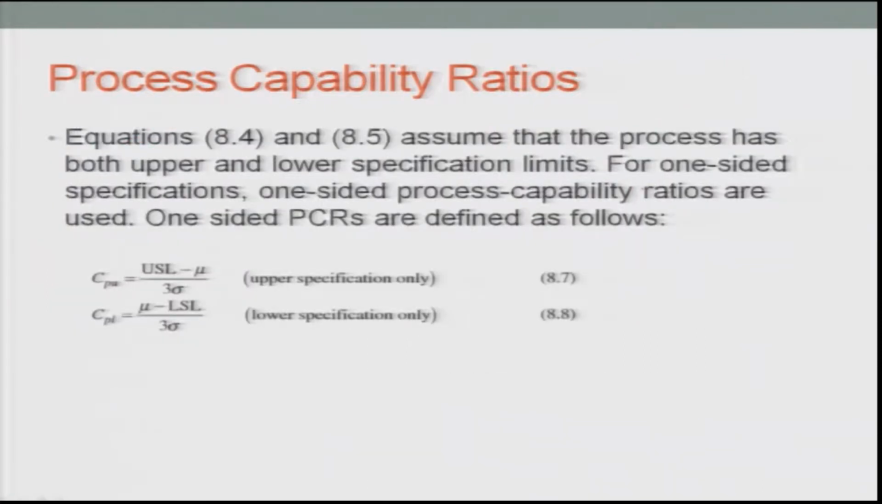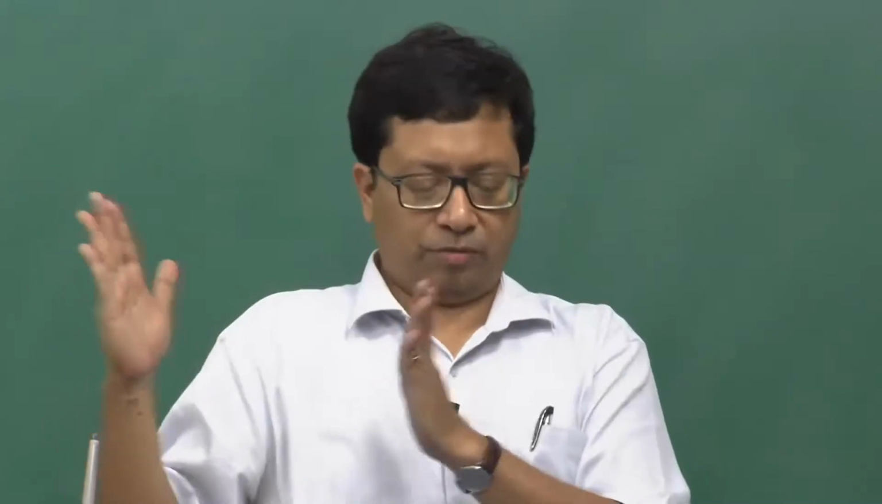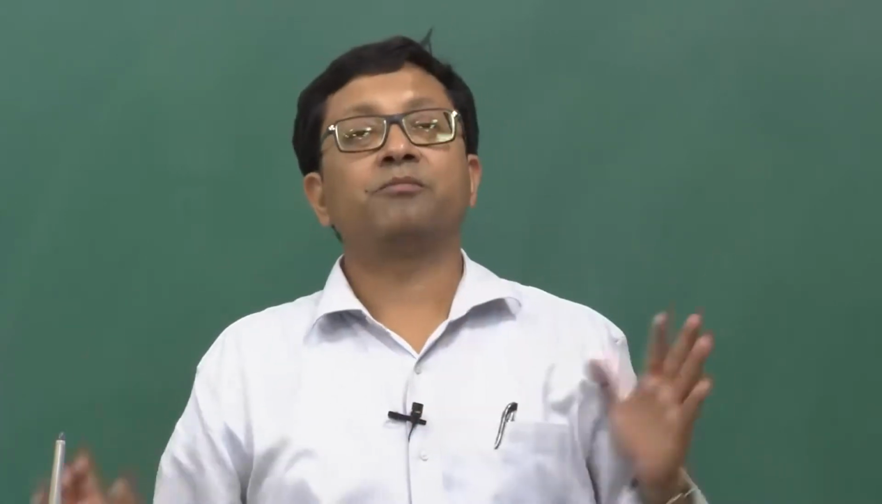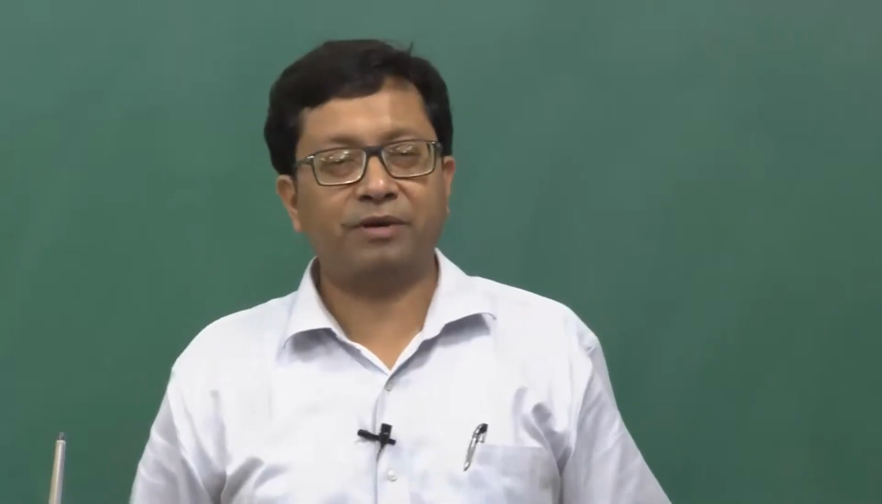Continuing with the process capability ratios. These equations assume that the process has both upper and lower specification limits. For one-sided specifications, one-sided process capability ratios can be utilized. In this case, it will be the upper limit minus the mean value, or the mean value minus the lower limit. Obviously, in that case it would not be divided by 6 sigma, because 6 sigma was the overall coverage. It will now be divided by 3 sigma.